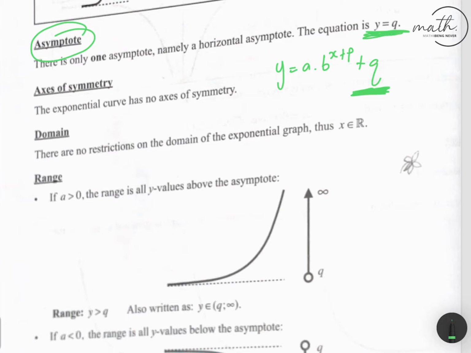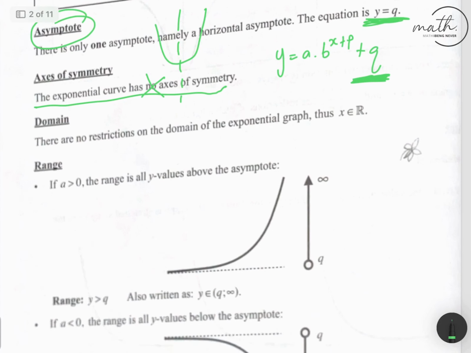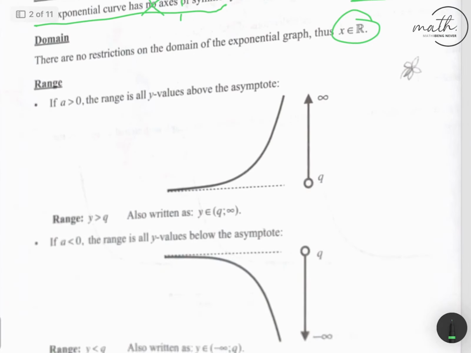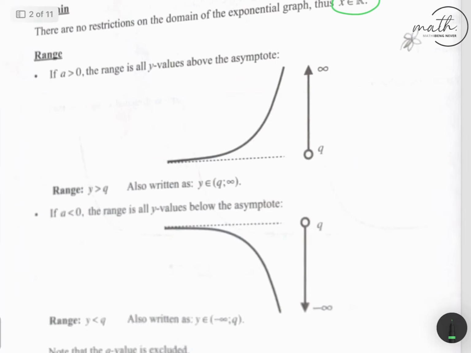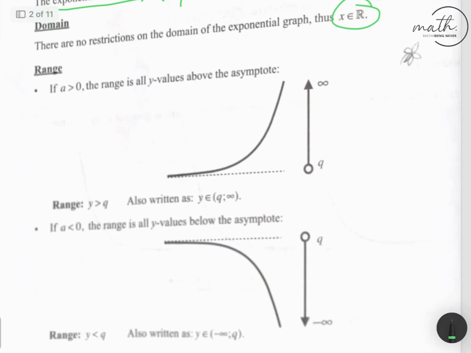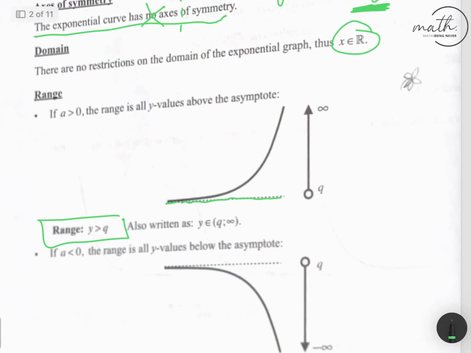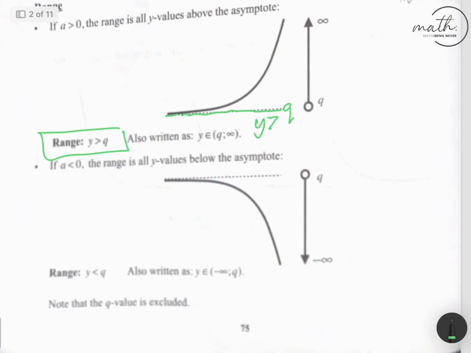The axis of symmetry is just a line that cuts it in the middle. This one doesn't have it. With the parabola, the line is in the middle like this. Here we don't have it. So here, no axis of symmetry. Domain will always be x element of real numbers for exponential. Range will depend on whether you drew the graph above or below. If you drew it above the dotted line, y is bigger than q, because it's above q. If you draw it below the dotted line, y is smaller than q.